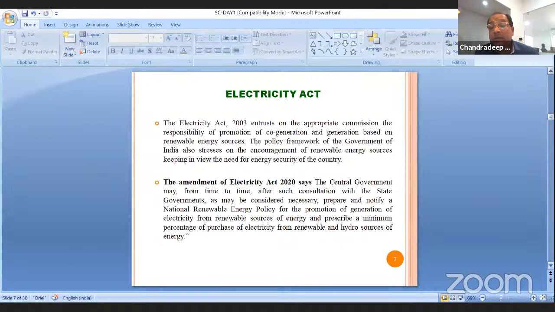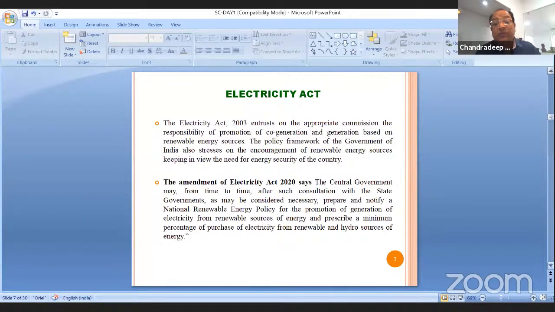I think Dr. Lone, a renowned physicist, can remember the contribution of the late President of India, Dr. APJ Abdul Kalam, and his speeches about the energy security of the country. So the amendment of the Electricity Act 2020, which has been done with the active interest of our present Honorable Prime Minister, says the central government may, from time to time, after such consultation with the state government as may be considered necessary, prepare and notify a national renewable energy policy for the promotion of generation of electricity from renewable sources of energy, and prescribe a minimum percentage of purchase of electricity from renewable and hydro sources of energy.